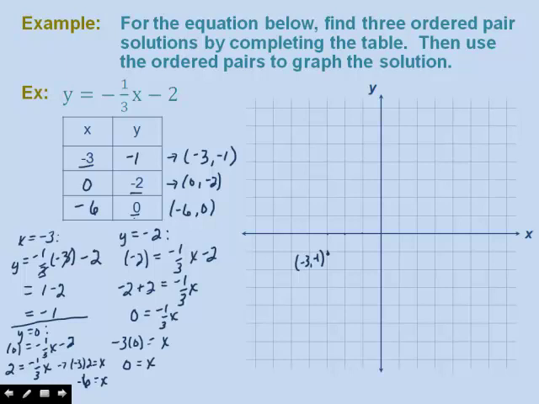Our second point is 0, negative 2. So since the x is 0, we're not going to the left or to the right. We're just staying right there on the y-axis. And then we're going down 2. So there's our second point. And finally, our third point, which is a point that we can use to check, is negative 6, 0. So since the x is negative 6, we'll go to the left 6.